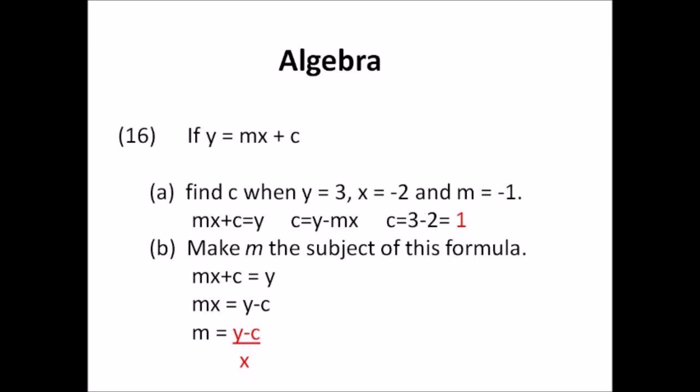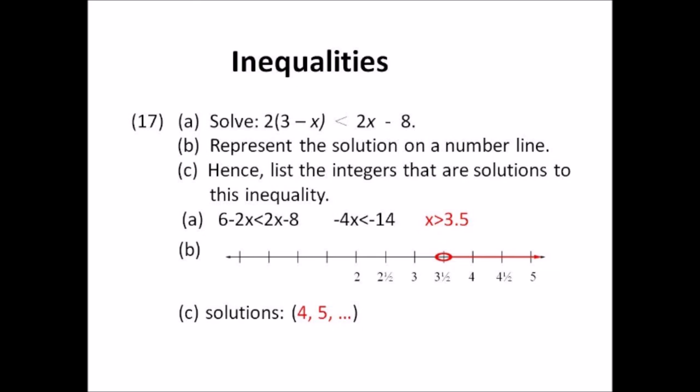And we move on to number 17, inequalities, where you have to solve it. When you solve it, x would be greater than 3.5. So you put on the number line 3.5, with an open circle, and then move to the right. So your solutions would be 4, 5, 6, 7, 8, and so on. All of the numbers from 4 going up would be yours. Remember, you only want the integers as the solutions, so you don't need the fractions.